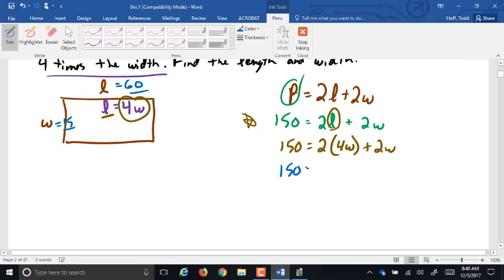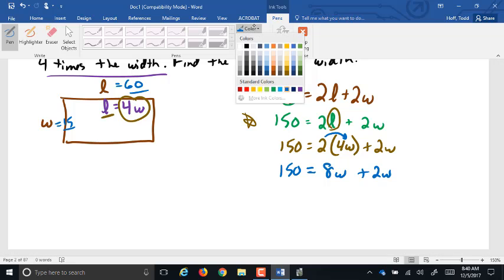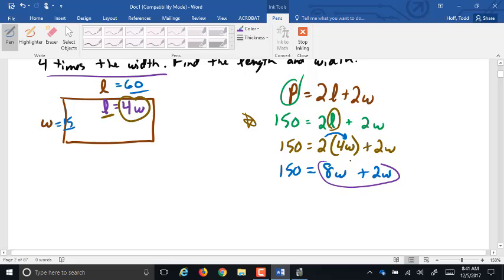Before we solve, we have to simplify everything we can on each side. So on the right side, what can we do to simplify? Well, 2 times 4W is 8W. Is there anything else we can still simplify or combine? 8W and 2W makes 10W. So 150 equals 10W, and there you go. Now we are down, and everything's simplified.